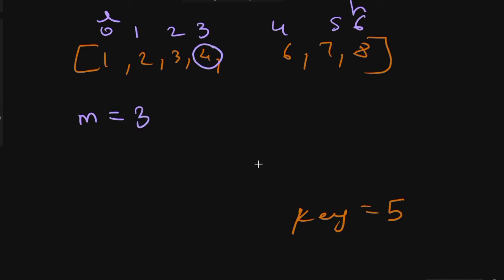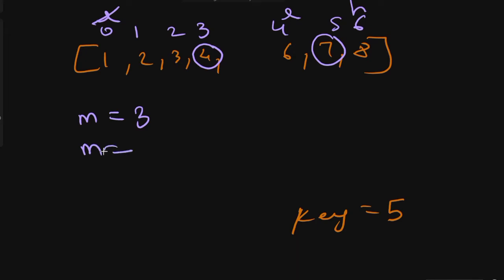Now I will check whether the key is same or not. 5 and 4, no, not same. Key is greater than the mid element, yes. So I have to update the L. So now L is pointing at mid plus 1, meaning 3 plus 1, 4. Now again calculate: 4 plus 6 is 10, 10 divided by 2 is 5. So now the midpoint is this.